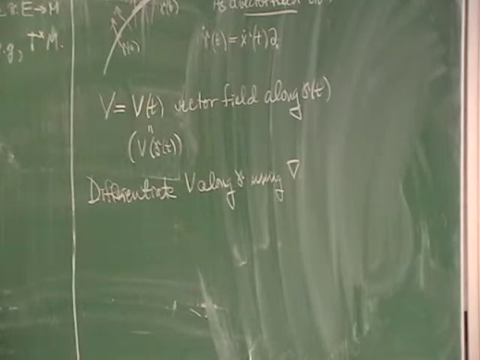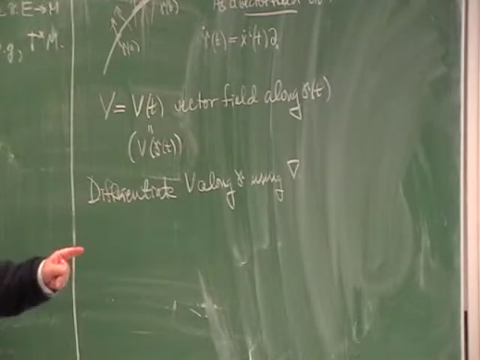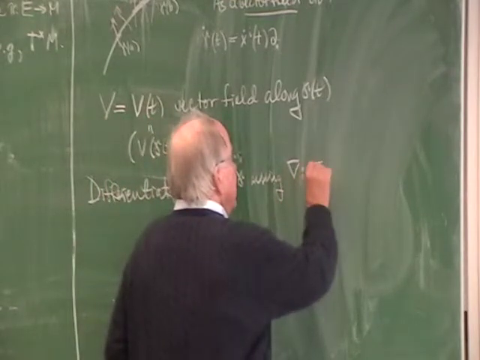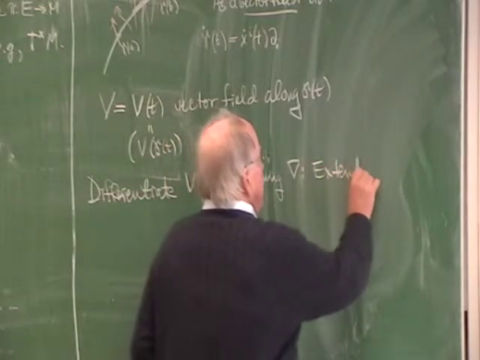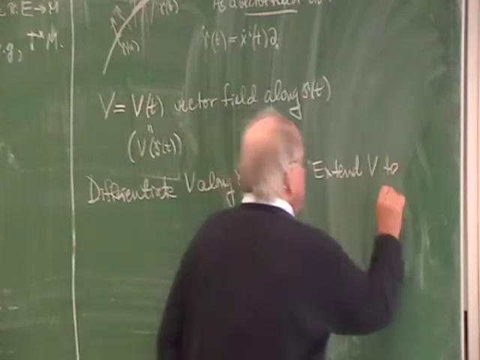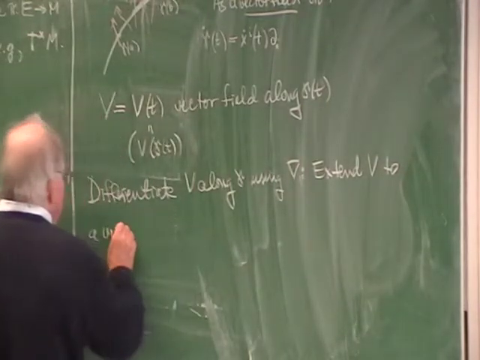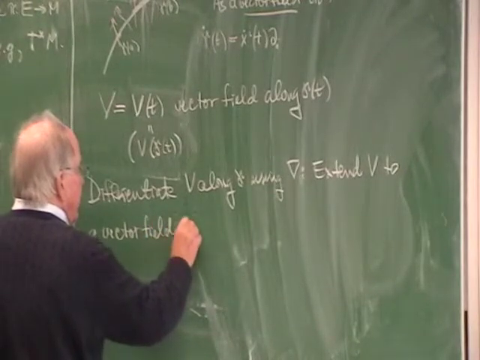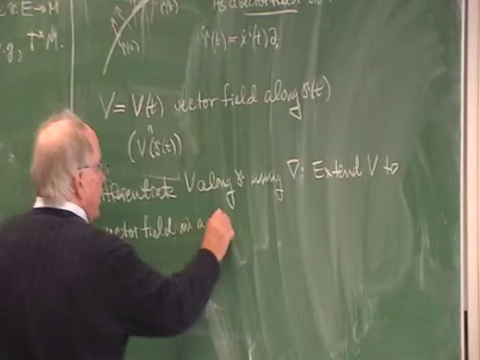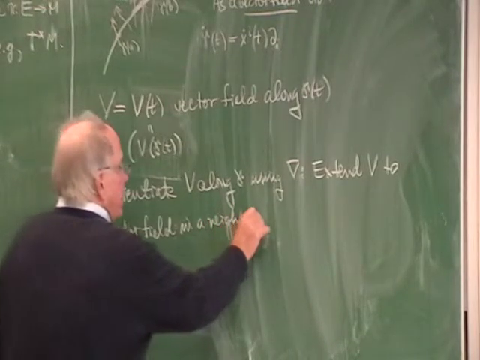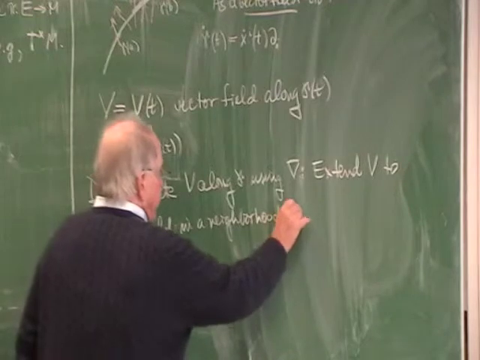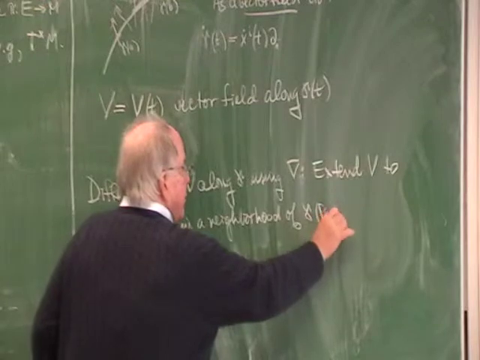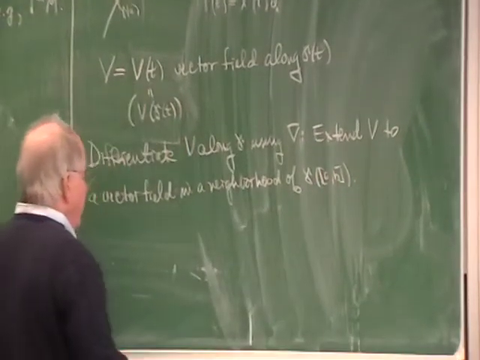So how do you do that? Because don't forget, connections are only defined on global vector fields. So you have to extend the vector field nearby to a vector field near the curve, in a neighborhood of the curve. The image of the set, to be precise here. So you extend it nearby.